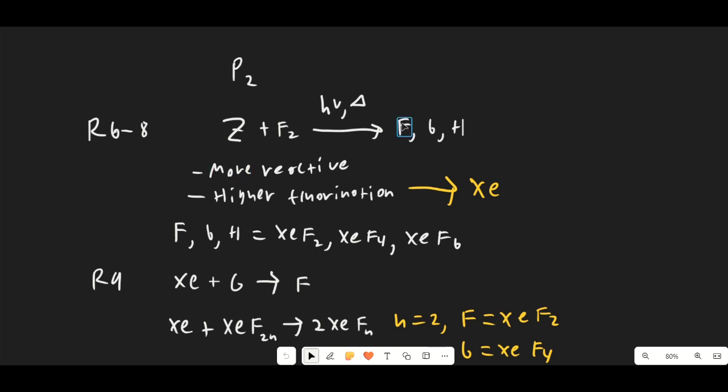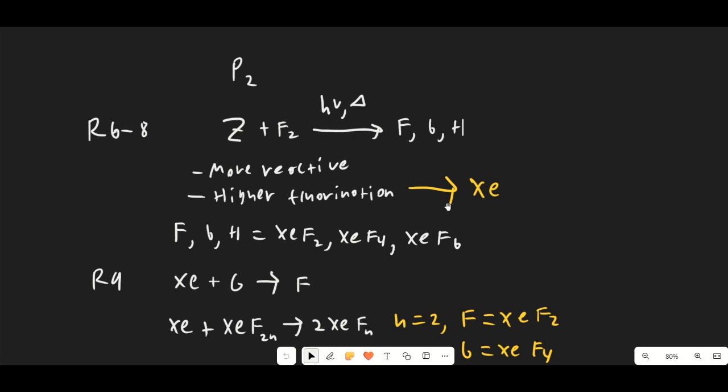And in addition to this, we see F, G, and H, we see different products, which means that some of these products are going to have a higher degree of fluorination, meaning we're going to see, rather than just ZF2, we're going to see ZF4 and maybe ZF6, some sort of different compounds like this. And since we have this higher level of fluorination, we also have a higher oxidation state, which means, again, that this Z is much more reactive than krypton.